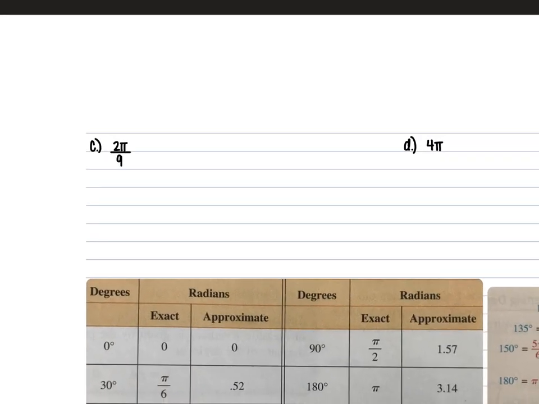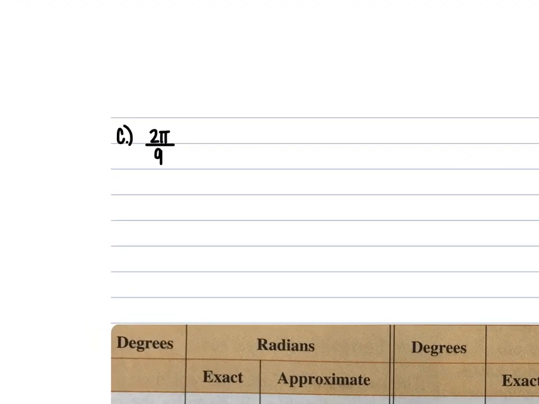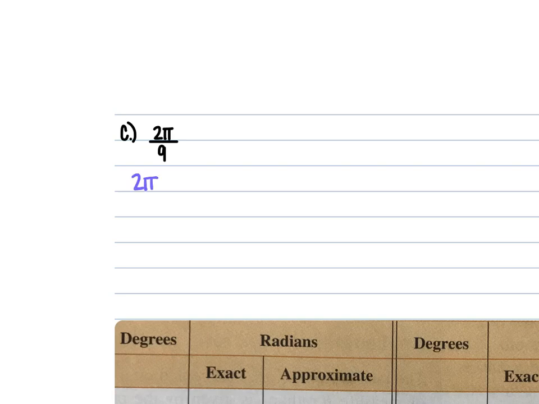For C, we're given 2 pi over 9. So we're going to take this 2 pi over 9 and multiply it by 180 over pi. Those pi's cancel out. Then 9 goes into 180 20 times. So we have 2 times 20, which is 40 degrees.